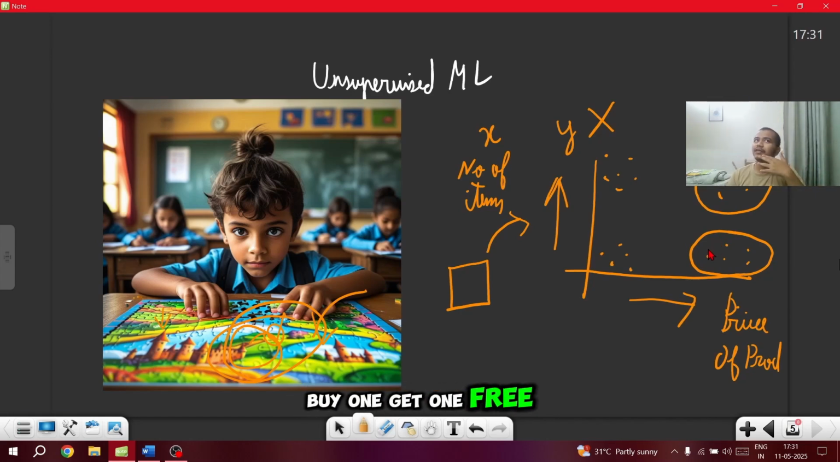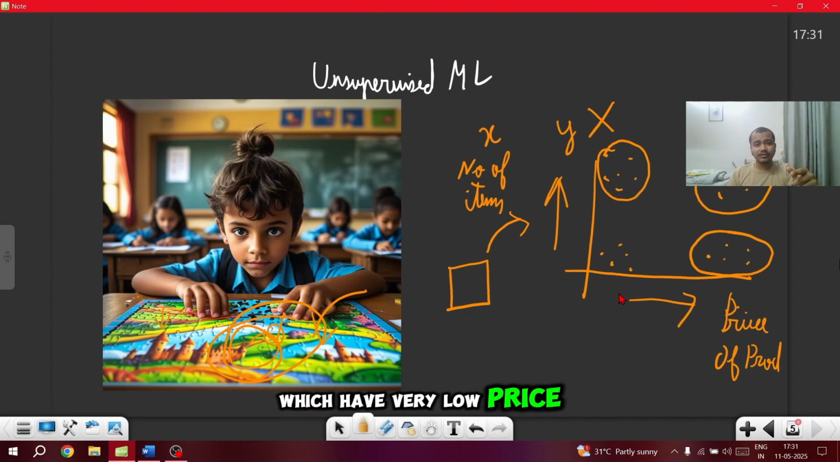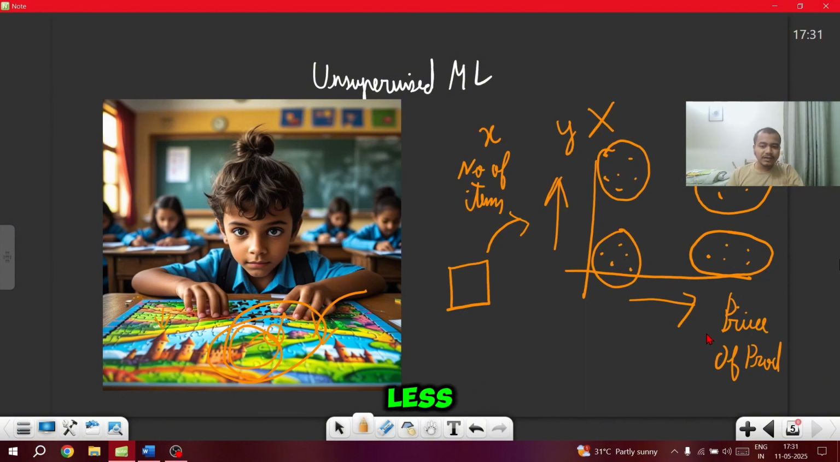No, they won't give buy one get one free. Maybe give them a product on EMI. Mostly iPhone users buy it on EMI in our country. Is that true? And what can we see here? These are the customers who buy large number of products which have very low price. And here these might be the very new customers who pay very less or buy very less priced products and also in very less amount. So these might be newbies and still they might have doubt on Amazon or online buying.